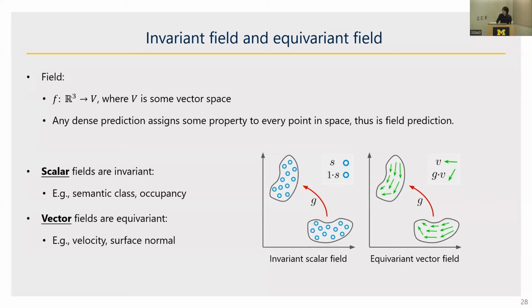And for some other fields, the values in the V space are vectors. For example, velocity or surface normal vectors. For these fields, the values in V will rotate together along with the field. Therefore, we call these equivariant vector fields. And we will use this perspective to investigate the 4D panoptic segmentation approaches.